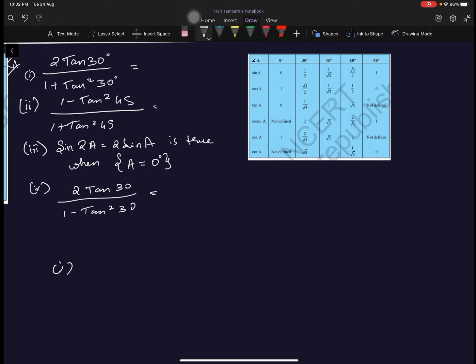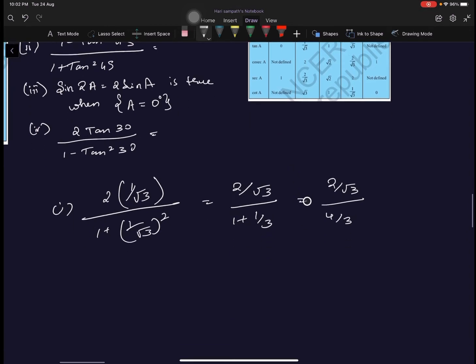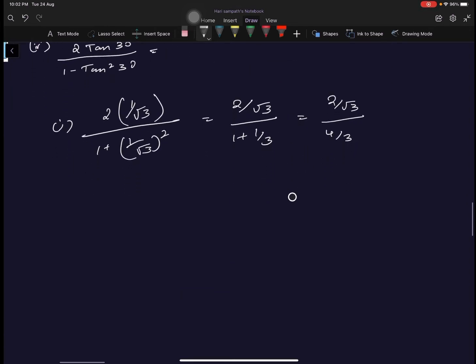1 by root 3 times 2 divided by 1 plus 1 by root 3 square. I just substituted the values. It will be 2 by root 3 by 1 plus 1 by 3. So it will be 2 by root 3 divided by 4 by 3. After taking LCM and adding the numbers, it will become 4 by 3. Let's move on.